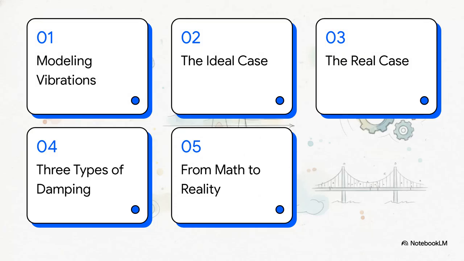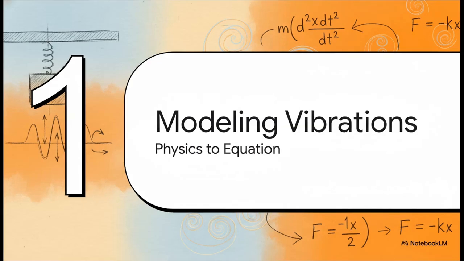So here's our game plan. We're going to start by building a simple model, see how things would work in a perfect, frictionless world. Then we'll get real and add stuff like damping. We'll explore the different ways a system can settle down. And finally, we'll connect it all back to why this is so important in the real world. All right, let's get right into it.